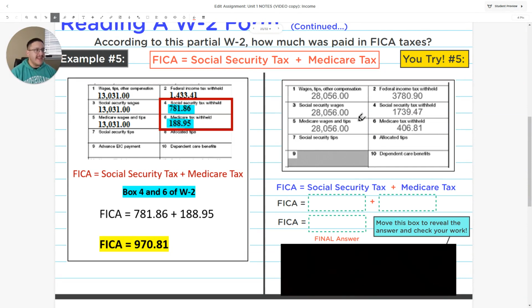All right, just as easy as the previous you try number 4. There it is. Let me circle that a little bit better. Add the Social Security tax with the Medicare tax. So we're going to be adding 1739.47 with 406.81.